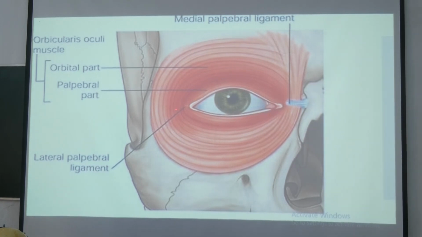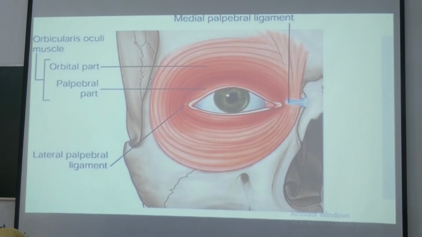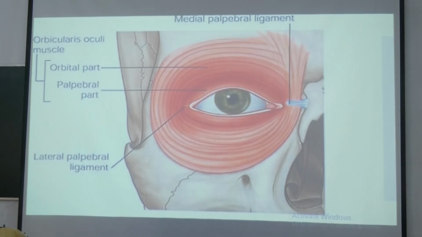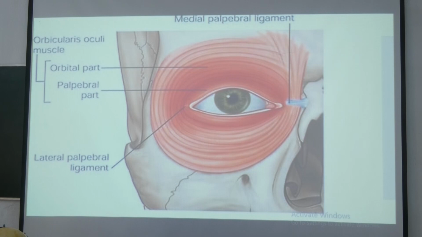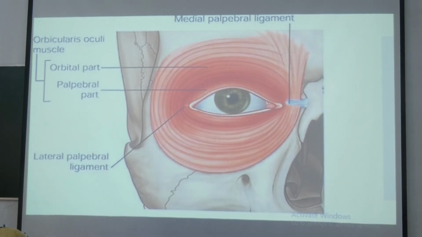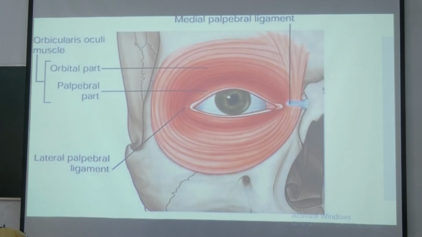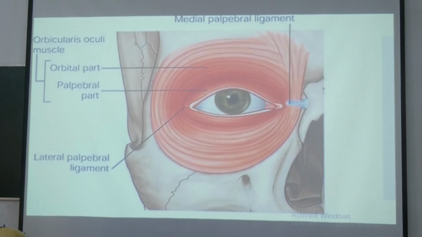So what about the lateral palpebral ligament? Which part is attached? That is the palpebral part of orbicularis oculi. Okay? Oh, this one is the medial palpebral. This one is the part of the eye, the part of the eyeball. Vestigial. That is also a vestigial organ.